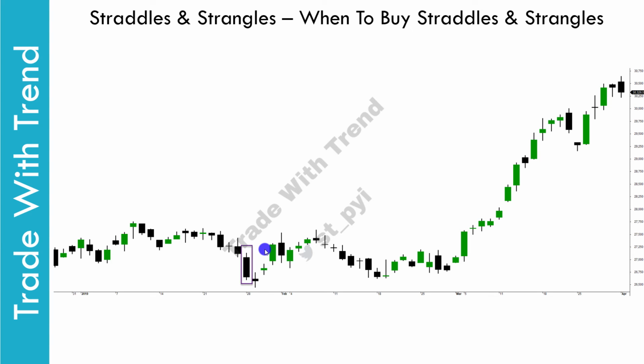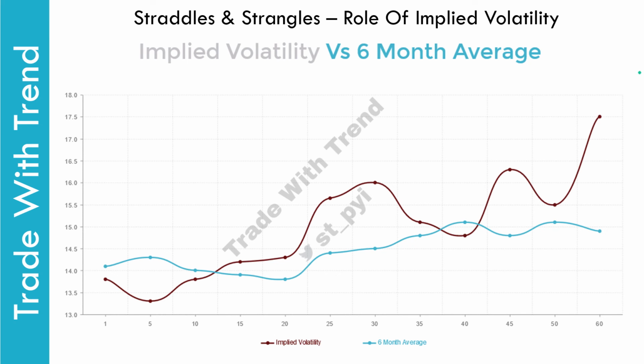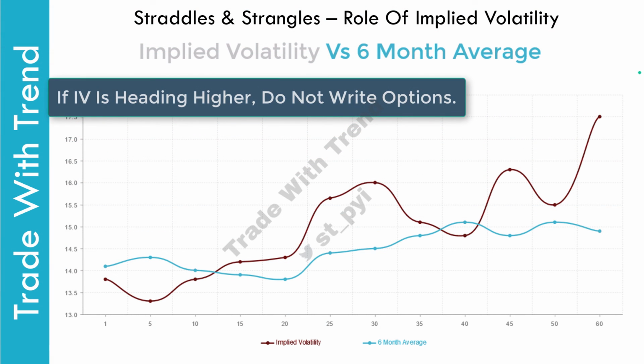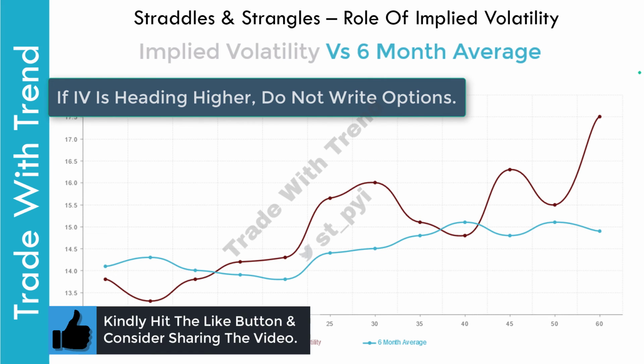Third thing that I would look out for is implied volatility. Let me now explain this in detail. So let us now consider the role of implied volatility in deciding whether one has to buy a straddle or strangle or write one. Rule number 1. If IV is heading higher, do not attempt to write or short sell. Premiums will expand and your potential loss could be unlimited.